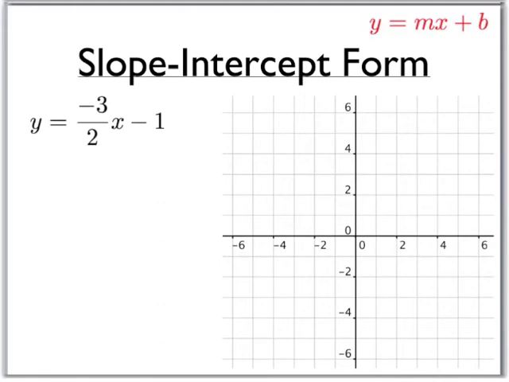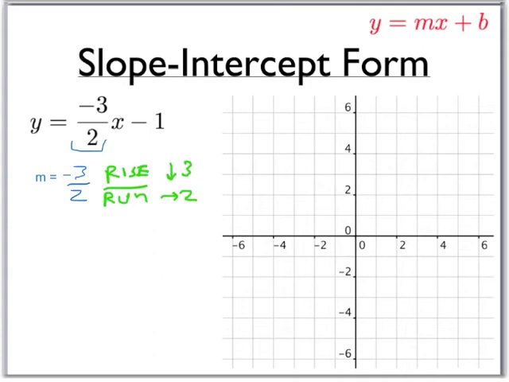In this example, our job is to graph the line y equals negative 3 over 2x minus 1. First, identify the slope. In slope-intercept form, the slope is the number that's attached to the x. So in this case, our slope is negative 3 over 2. Now remember, slope is rise over run. And so what that means in this case is a negative 3 means we'll rise negative 3. In other words, we'll go down 3 and to the right 2.